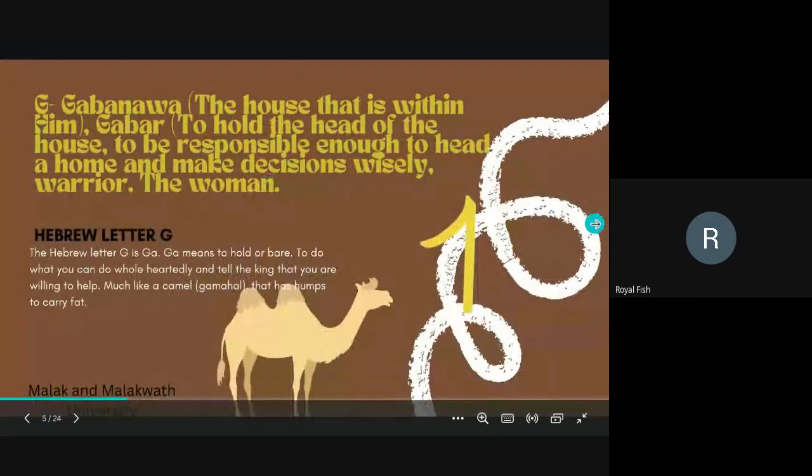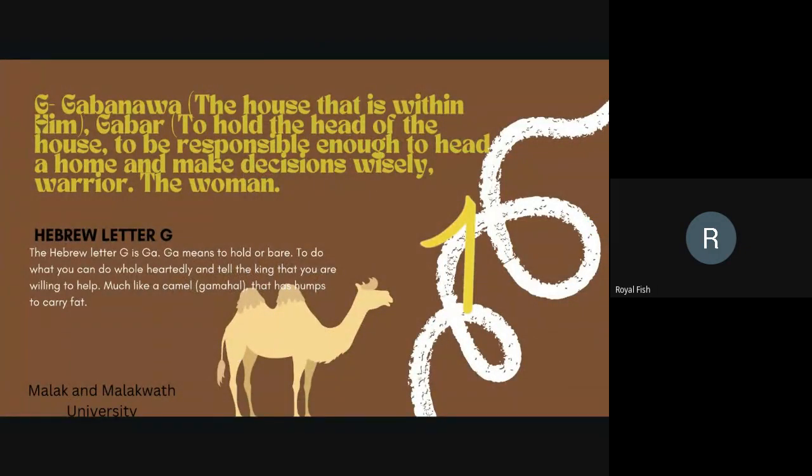Okay, so our next letter is Ga. So the Hebrew letter G is Ga. Ga means to hold or bear, to do what you can do wholeheartedly and tell the king that you are willing to help. Much like a camel, which is Gamahal, that has humps to carry fat. So for everybody who needed to know, the Hebrew letter Ga is kind of like a camel's lip.